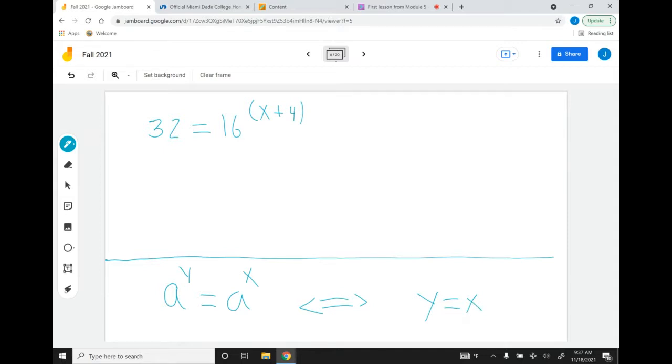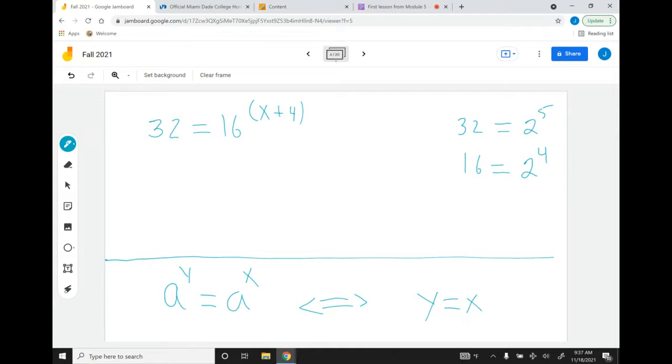Okay. Well, right now we have 32 on one side and then we have 16 on the other. But the question is, is there a way that we can write 32 and 16 with the same base? Okay. And the answer is yes. The base will be 2. This will be 2 to the 4th and 2 to the 5th.